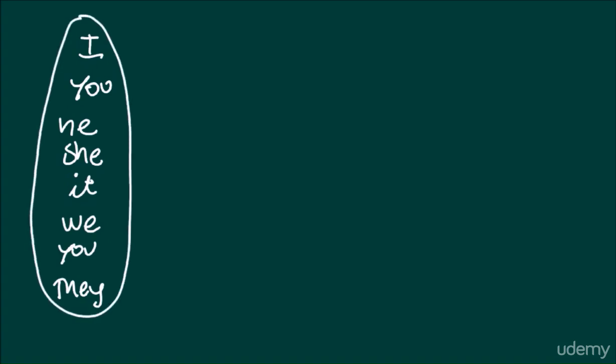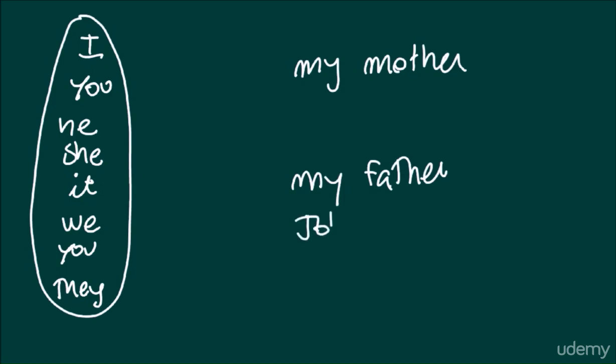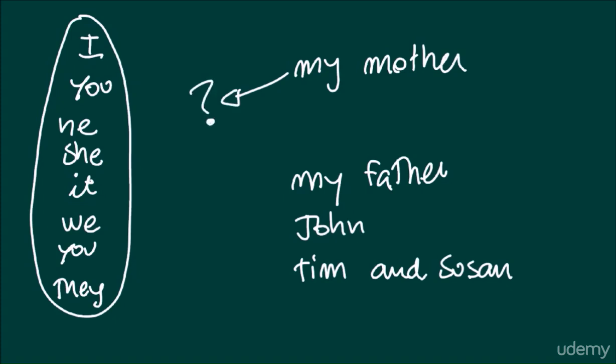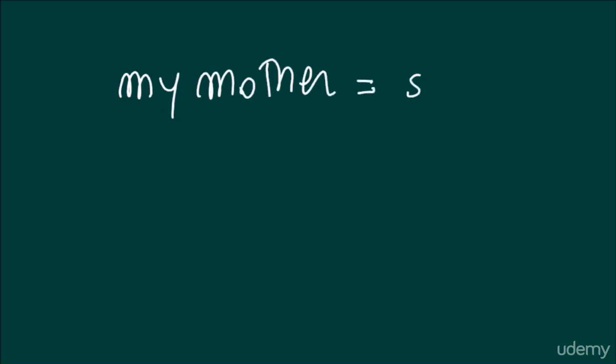But sometimes we can say, for example, my mother, my father, John, or Tim and Susan. We have to know if, for example, my mother is the same as saying you, he, she, or it. Let's see the most common ones. For example, my mother is the same as she because my mother is a woman.